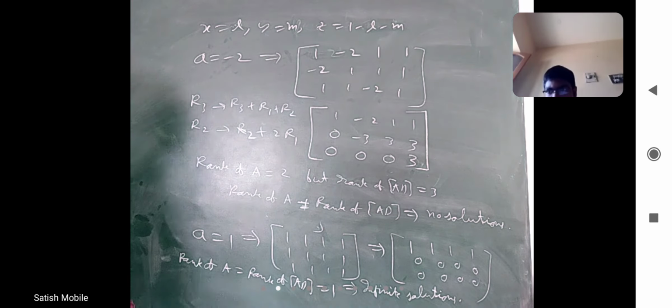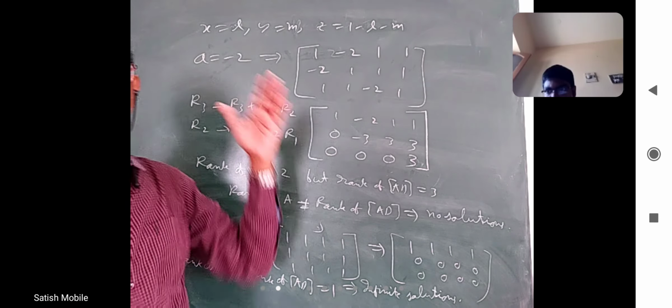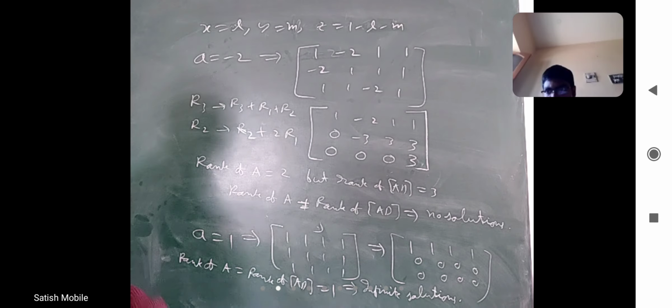Basically, directly if you add all these three equations, we will get 0 equal to 3, which is a meaningless one, which is a no solution.